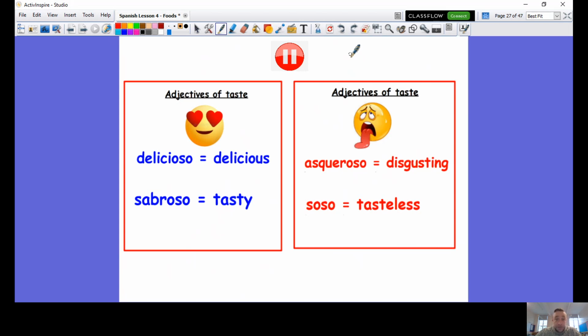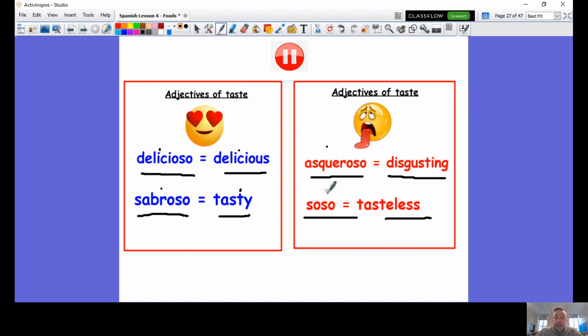What I need you to do before we do our final task today is I need you on your piece of paper to write these adjectives. You need to write the Spanish. Delicioso equals delicious. Sabroso equals tasty. And then our negative ones, asqueroso means disgusting. And soso means tasteless. Get your pen, pencil, or paper and write these four adjectives in Spanish and what they mean in English. Pause your video now.